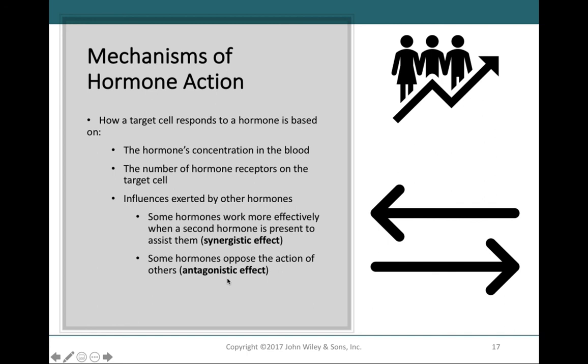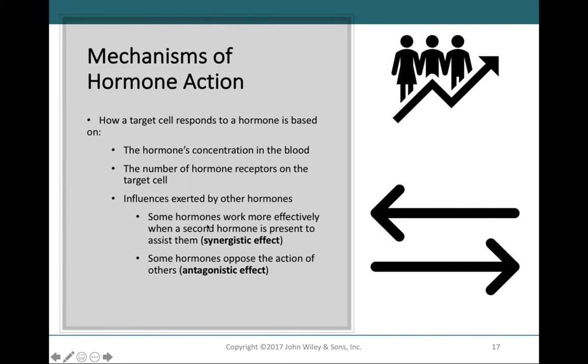So it's very important that we understand how these mechanisms of hormone action are going to work. If we have a very large concentration of hormone that has been released, and we have a very large number of hormone receptors that are present, we would be led to believe that there's going to be a very, very large response that is facilitated from these.